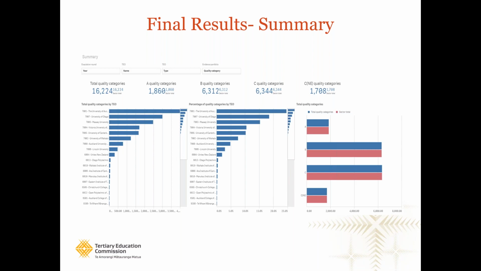So the summary sheet includes the totals across all 3 quality evaluation rounds. If you want to dig into what happened in 2003, you can use one of the filters, the year filter, across the top. The percentage on the right-hand graph will only change when you apply the TEO name or TEO type. For instance, if you select university under TEO type, the blue bar will show the total percentage for that subsector relative to the sector as a whole, which is the red bar.